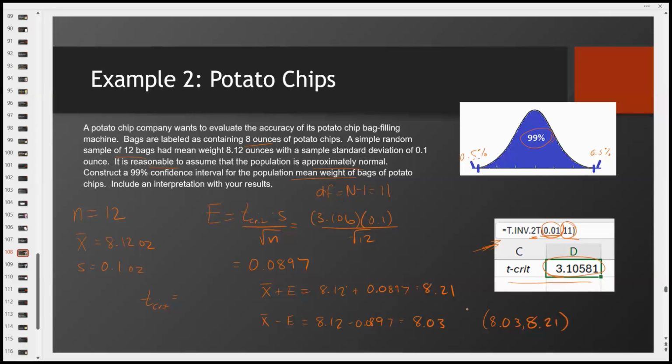So we can be 99% confident that the mean weight of the bags of potato chips is going to be between 8.03 ounces and 8.21 ounces. So they might actually be able to label their bag as being a little more because it's almost always a little bit more than 8 ounces. Let's look at another example.